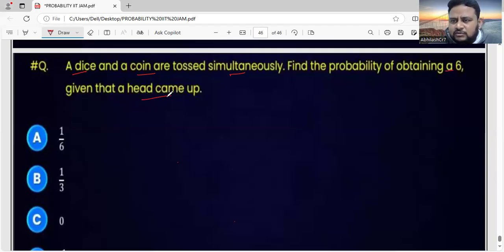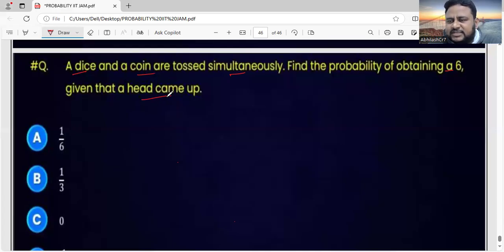When you throw a dice, any of the numbers from 1 to 6 can come out. And when you toss a coin, any of the two events can happen. That is, it can come up as a head or it can come up as a tail.